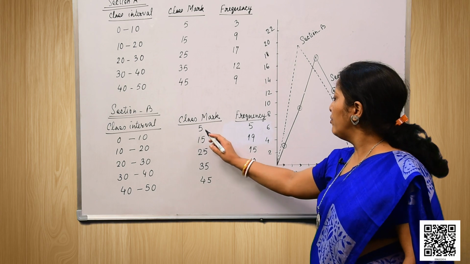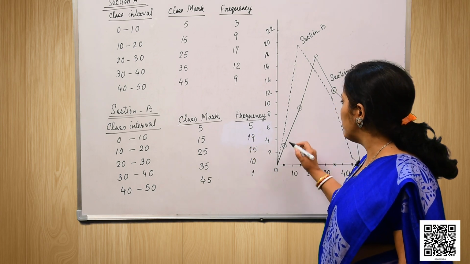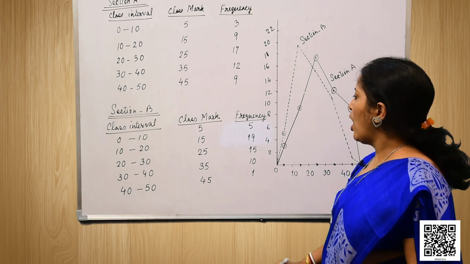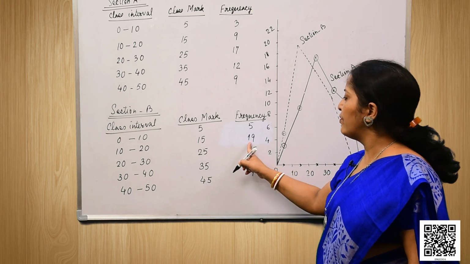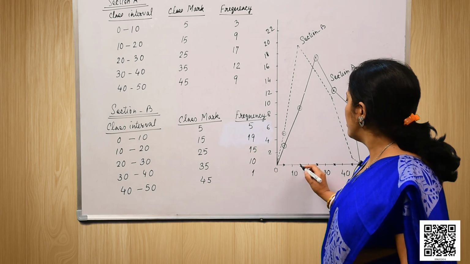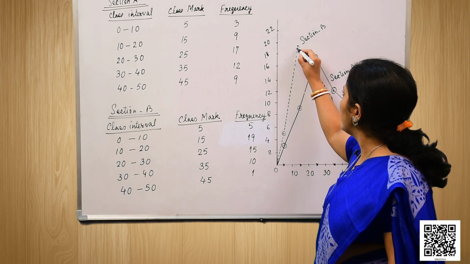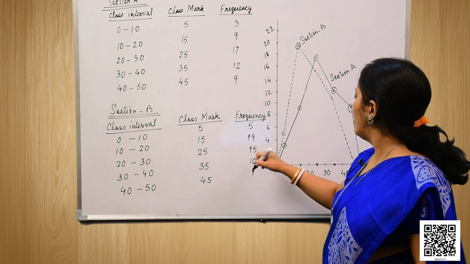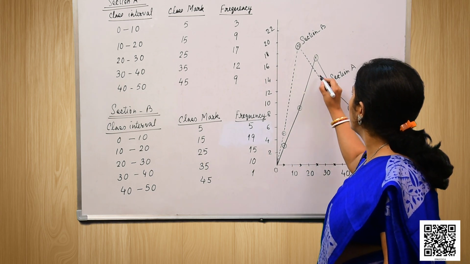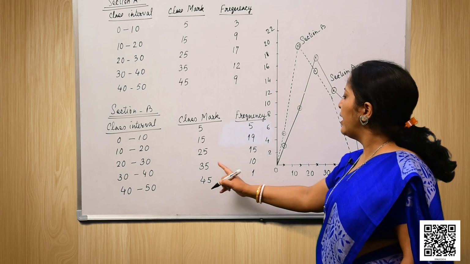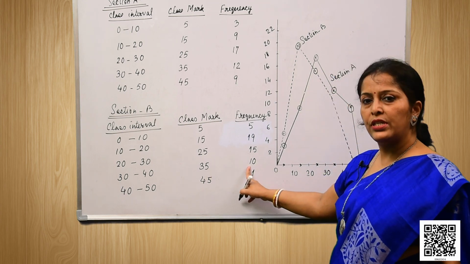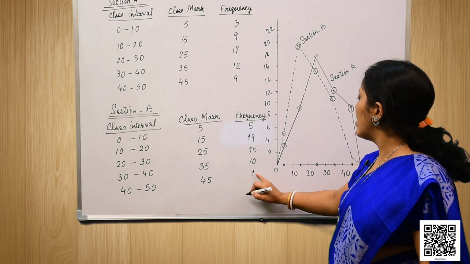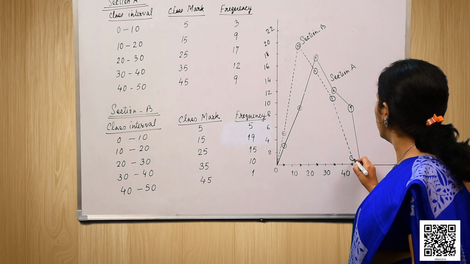Now on top of 5 we have 5. So we mark it here. Frequency 5. Now on top of 15 we have the frequency 19. So on top of 15 we mark the frequency as 19. Then on top of 25 we have 15. Then 35 comes to 10. So here it is. Then the last one we have 1 which is here.